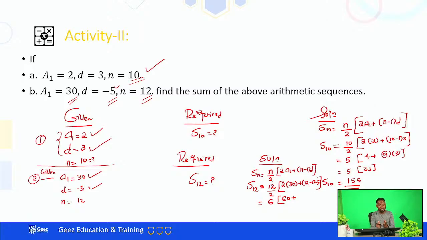Now, be careful. The common difference, as I have told you before, can be positive or negative. If it's positive, obviously the arithmetic sequence is increasing. If it's negative, obviously it will be decreasing.